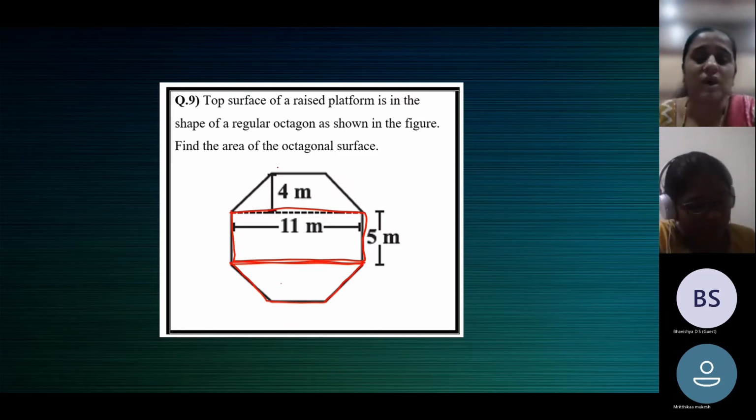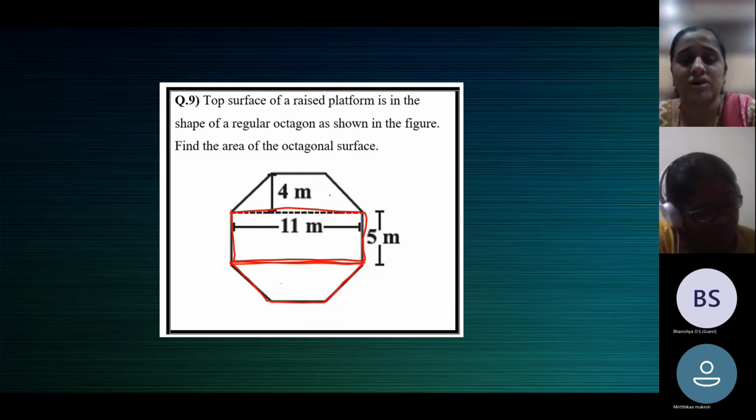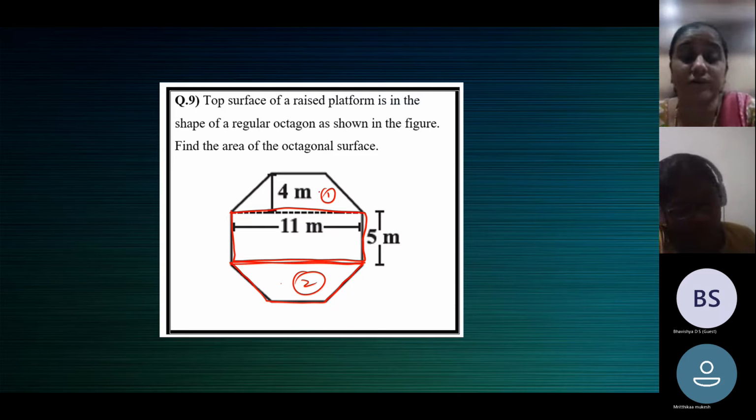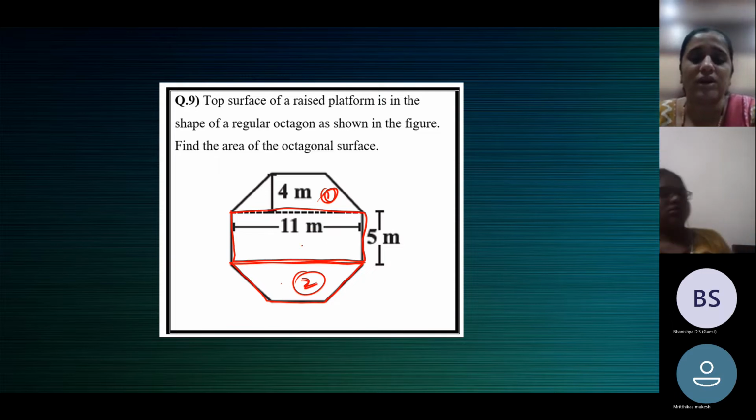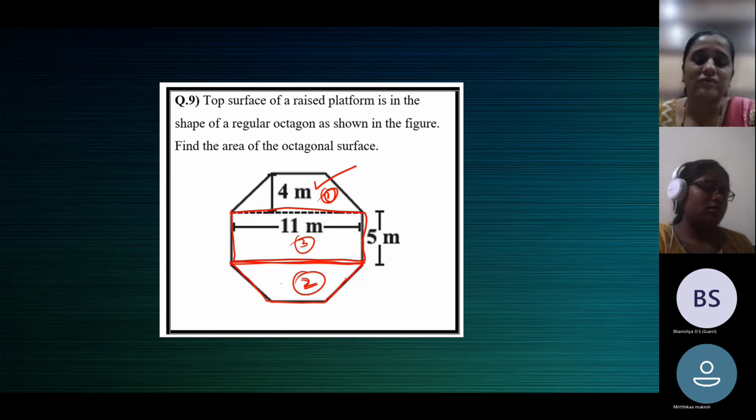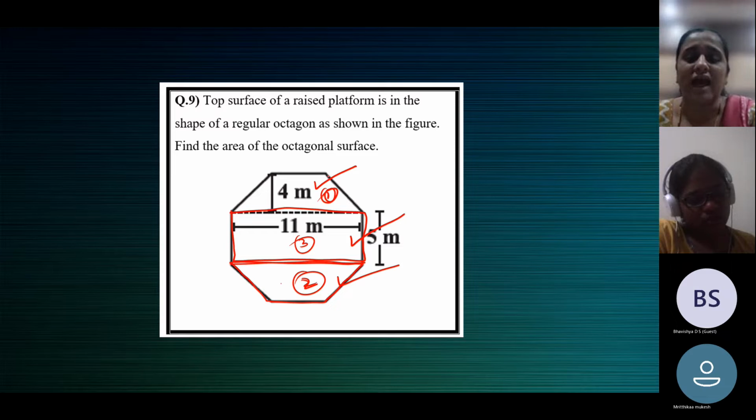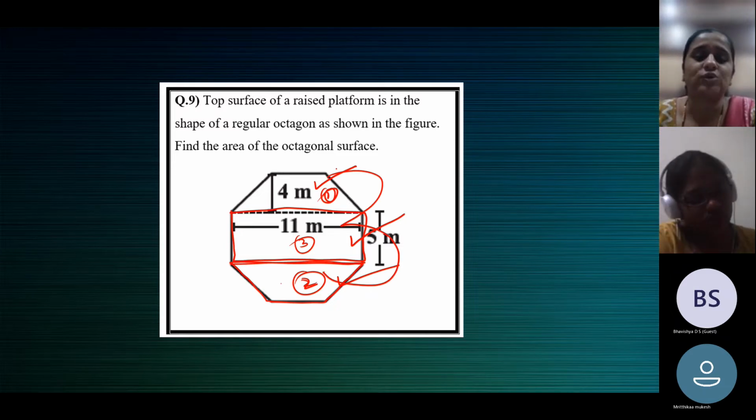So what we do is we divide this regular octagon into two trapeziums, one here and one here, and one rectangle. We'll find the area of this trapezium, the area of this trapezium, and the area of the rectangle, and we'll add all the three areas to find the area of the regular octagon.